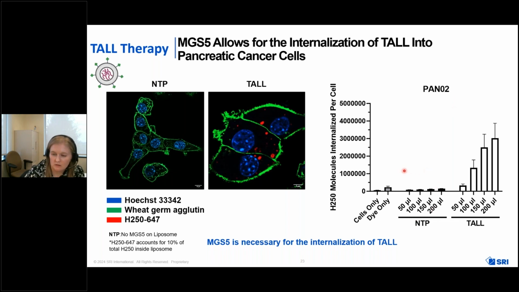We're also able to quantify the number of H250 molecules internalized per cell. When we look at the quantification of our NTP, the liposomes that lack the MGS5 on the outside, we see very low numbers of the H250 molecules internalized per cell. However, with increasing amounts of our liposomes that have the MGS5 on the outside, we see a significant number of H250 molecules internalized per cell, upwards of 3 million molecules of H250. And so this really tells us that MGS5 is necessary for the internalization of TAL.